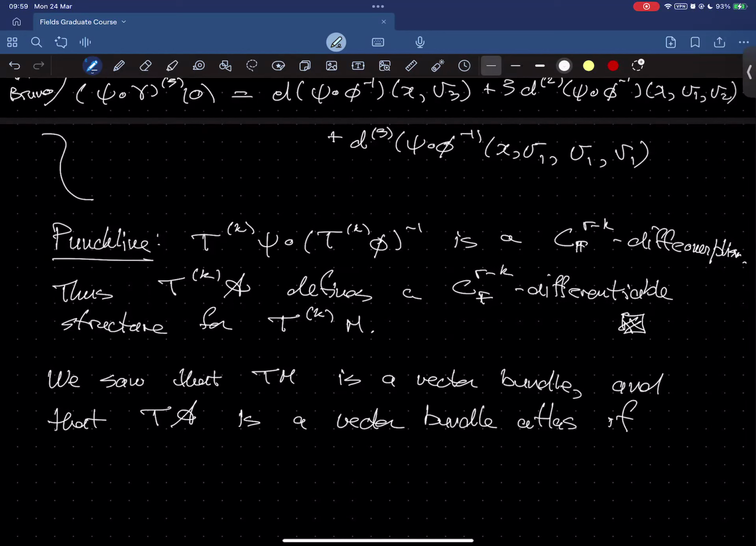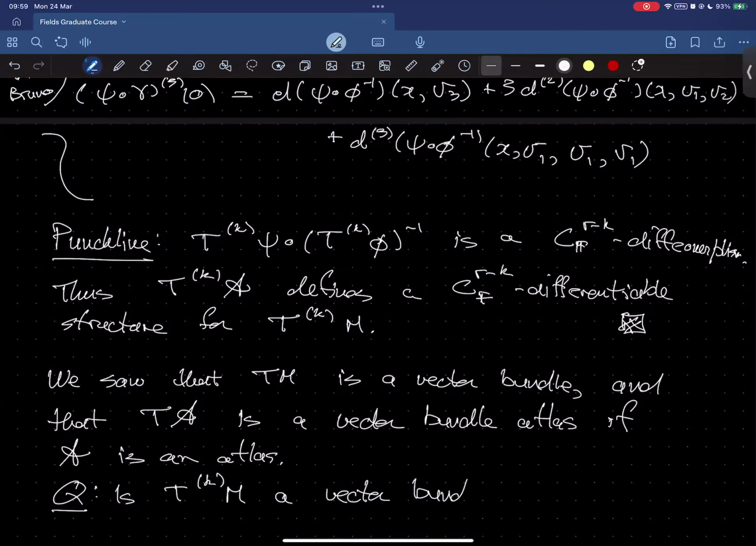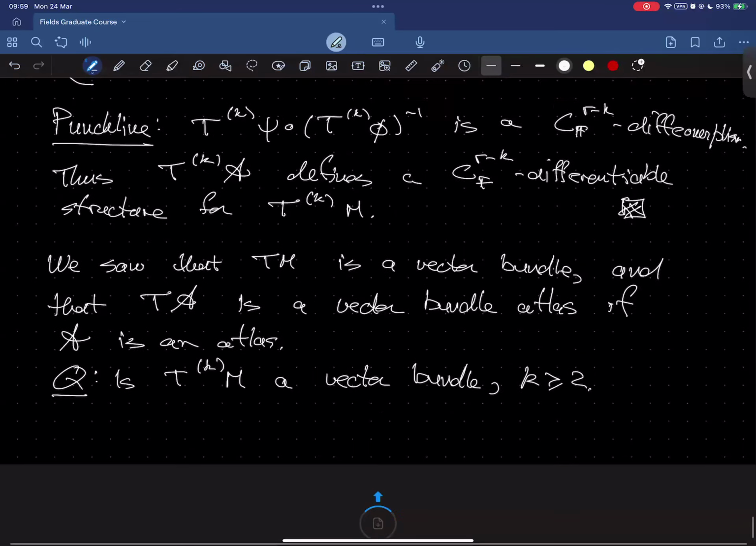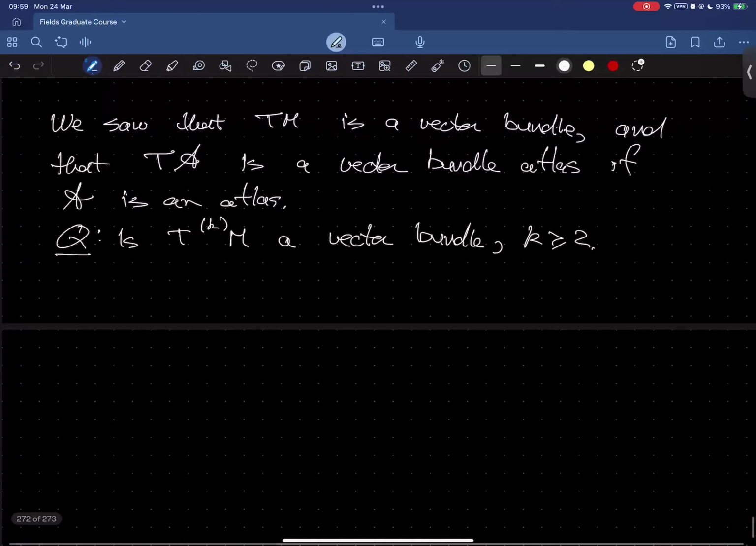If A is an atlas. Now, is the kth order tangent bundle also a vector bundle? When k is greater than or equal to 2. When k equals 1, obviously it is.